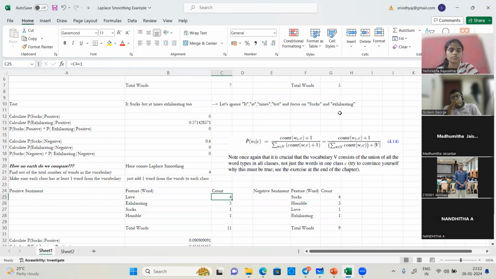This is what it does. So now the total number of words become the sum of all this, which is 11. All right.